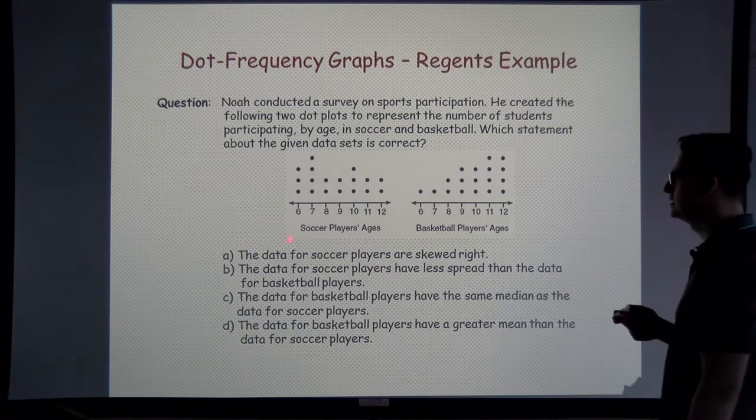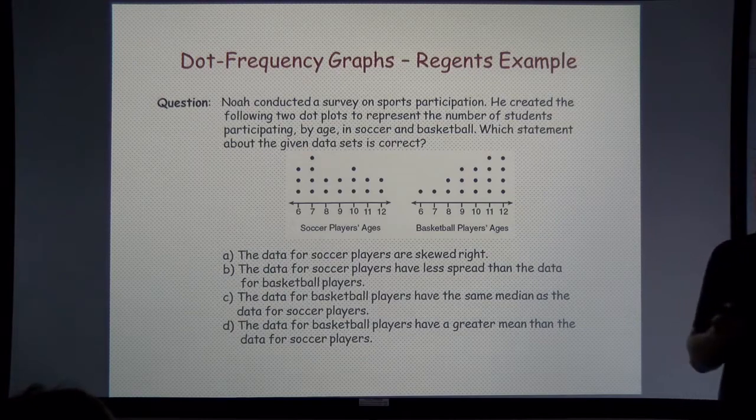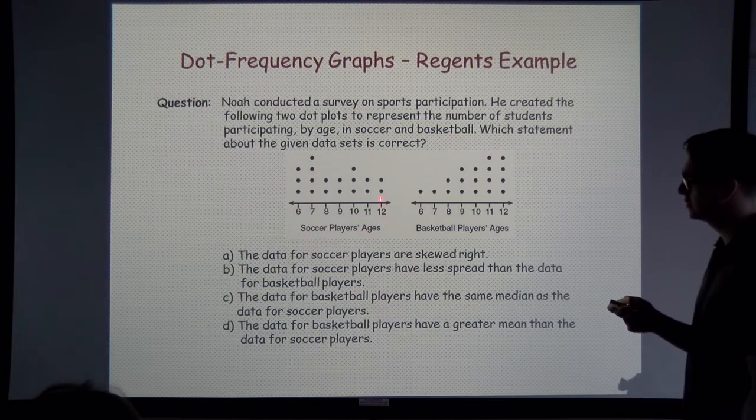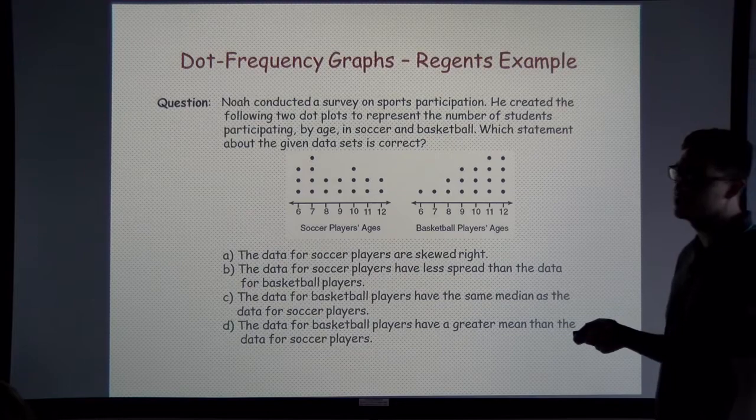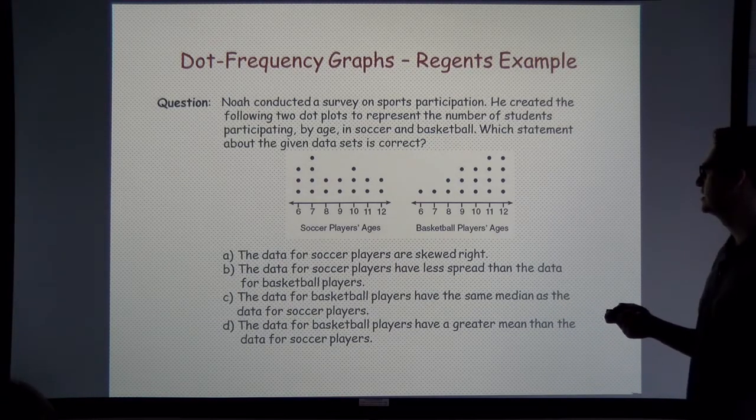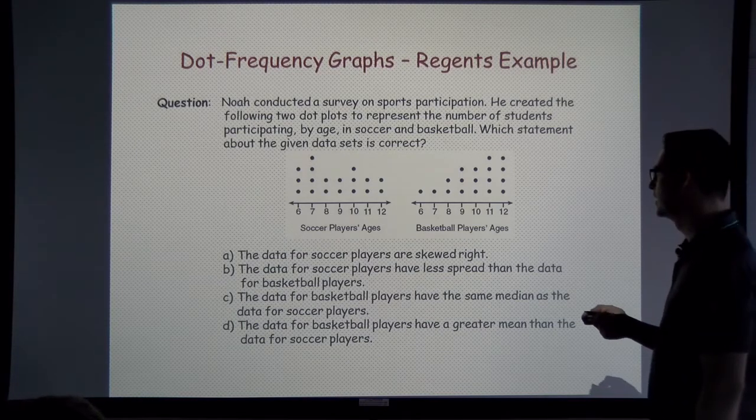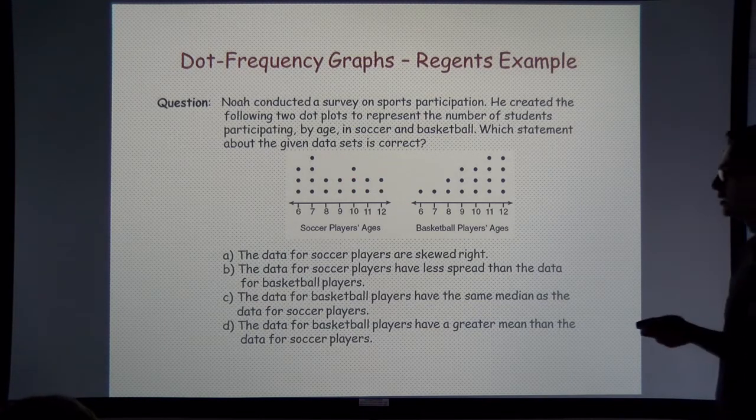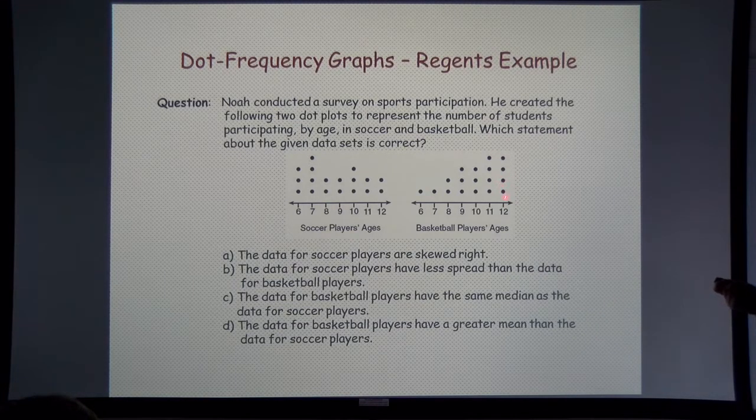Choice A says the data for soccer players is skewed right. The word skewed means it's a little off-centered. So if we look at your soccer players graph, we see it's skewed, but it's skewed left. So choice A you could eliminate. Choice B says the data for soccer players have less spread than the data for basketball players. If you count all your data and all your dots, you notice that choice B could also be eliminated.